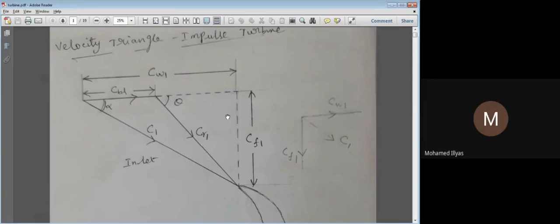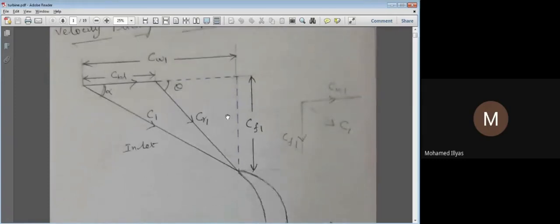Here, performance calculation means what we'll do. So we'll calculate what is the power developed. What is the blade efficiency? What is the work done? So all those things we are going to get, only with respect to the velocity change. So we are going to consider the various velocity parameters. From this, we will calculate the other performance parameters.